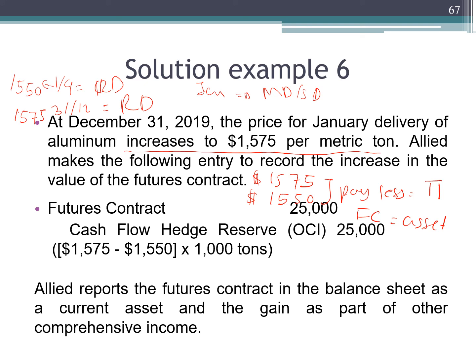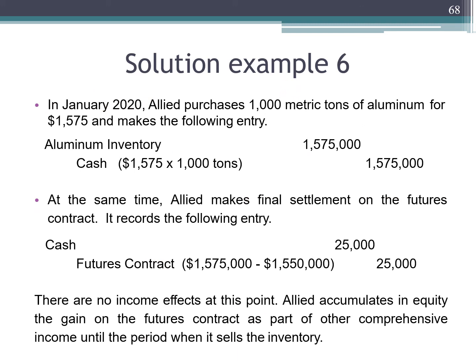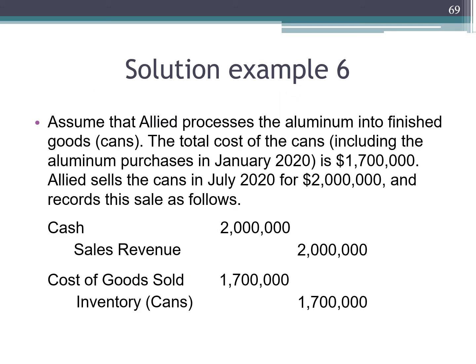So debit your future contract and then credit your cash flow hedge reserve, and then transfer it to other comprehensive income. The difference here is 25 times 1,000. Allied is going to report the future contract in the balance sheet as a current asset, and the gain here is a part of other comprehensive income. So we're going to continue with this. We'll repeat this once again.